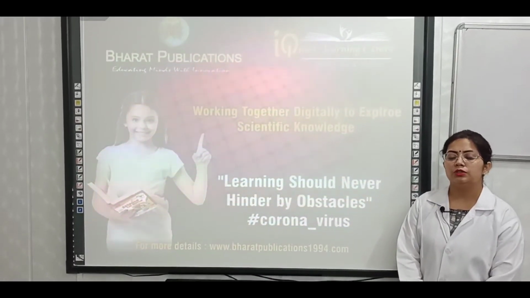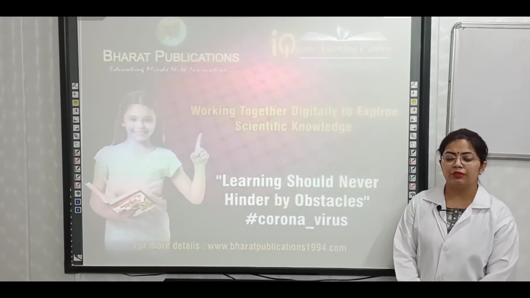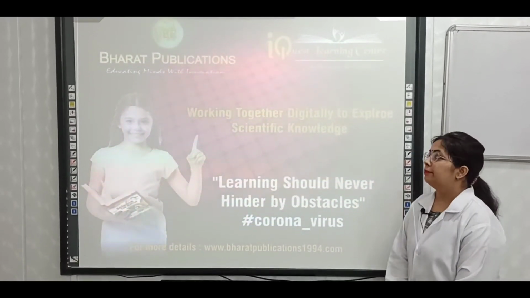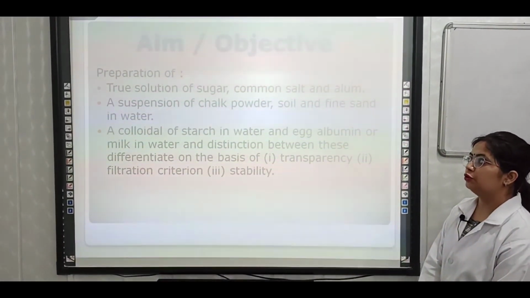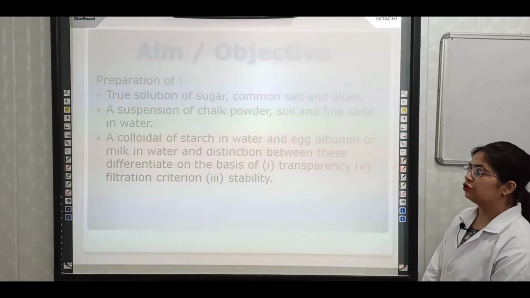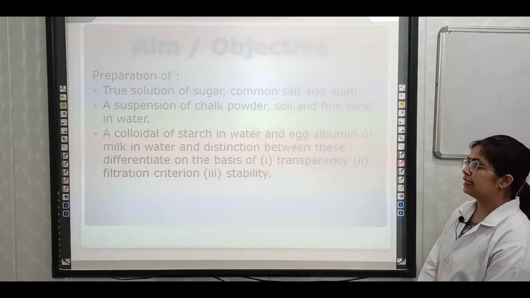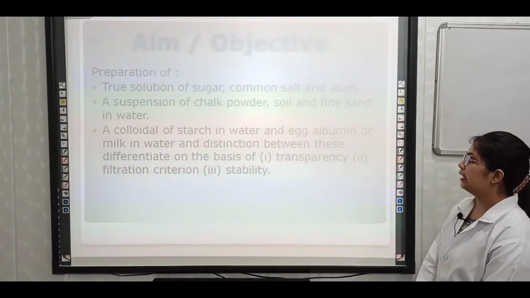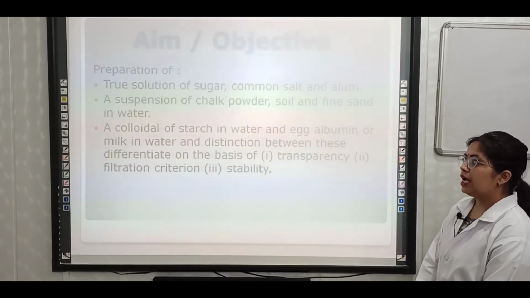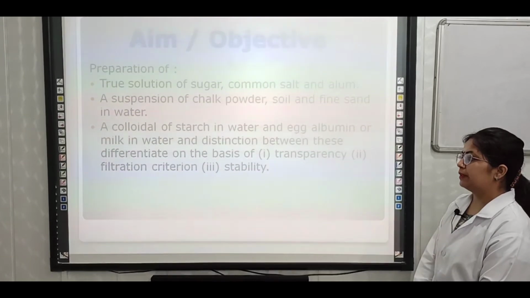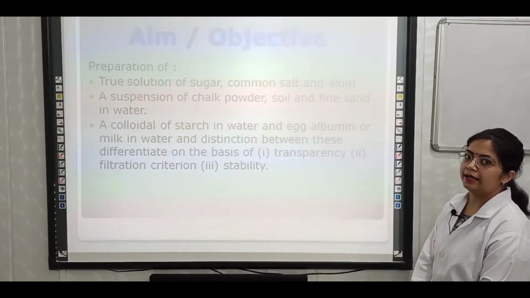Hello everyone, today we are here to do an experiment from the class 9th chemistry. The aim of this experiment is preparation of true solution of sugar, common salt and alum, a suspension of chalk powder, soil and fine sand in water, a colloidal of starch in water and egg albumin or milk in water, and distinguish between these. Differentiate on the basis of transparency, filtration criteria and stability.